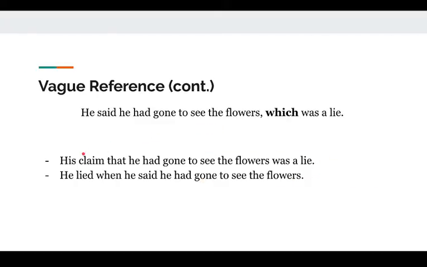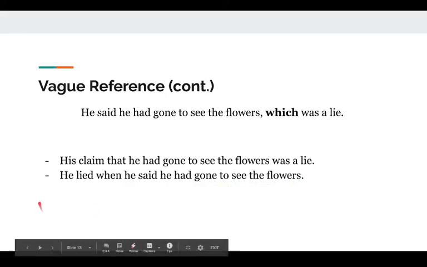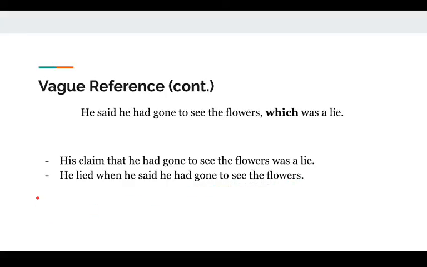Because here, his claim that he had gone to see the flowers was a lie, so now we know that the lie is his claim. Or we can just directly say that he lied when he said he had gone to see the flowers. Again, both of these work. They just get rid of the vague reference, and as long as that happens, these sentences are fine.